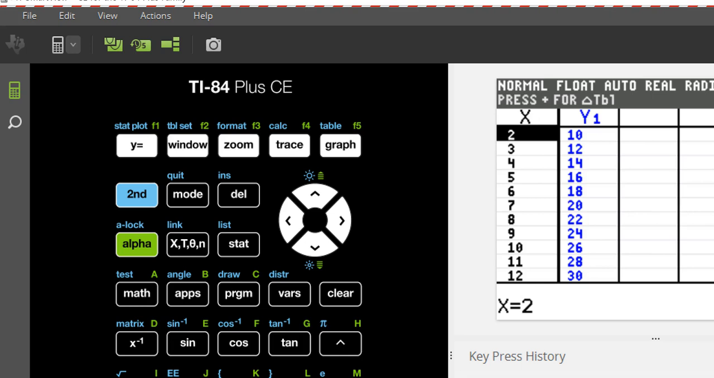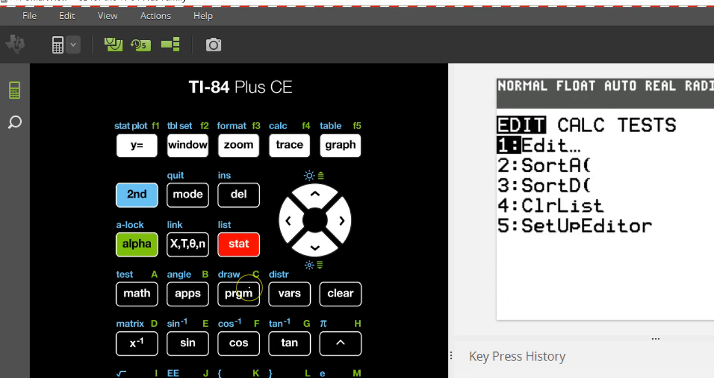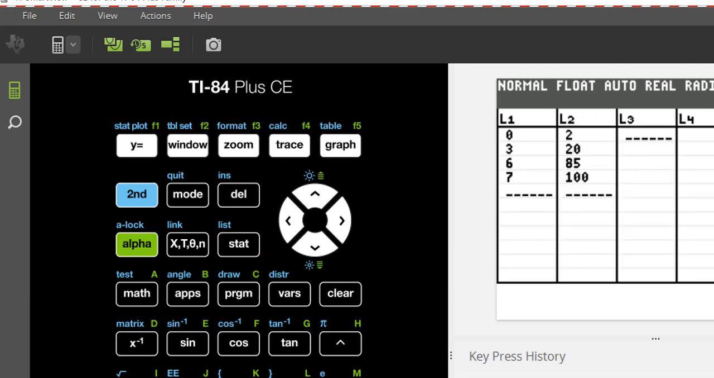Uh-oh, I've got values that I need to get rid of. So I'm going to go to Stat, then Edit, and I've got values in my L1 and my L2 columns. So we need to learn how to get rid of these values. You arrow up until you're above the column where it says L2, and now you hit clear. But wait a minute, nothing happened. So now you hit enter, and the whole column disappears.